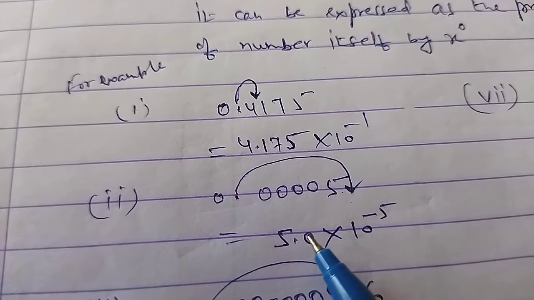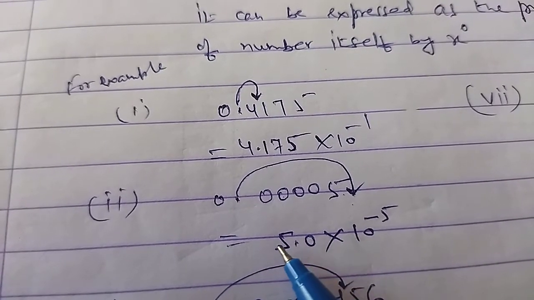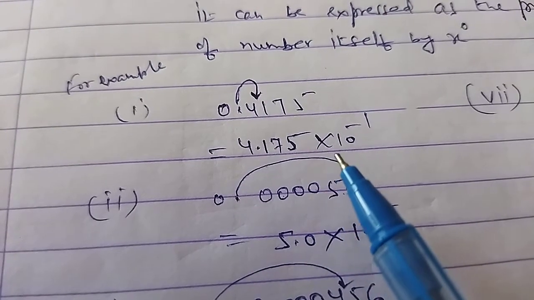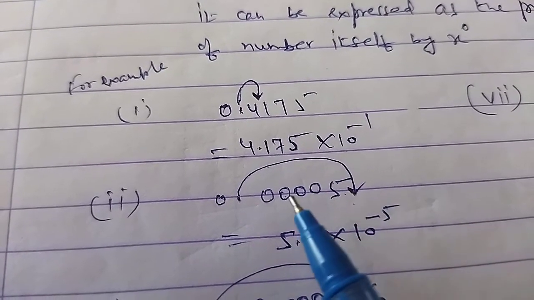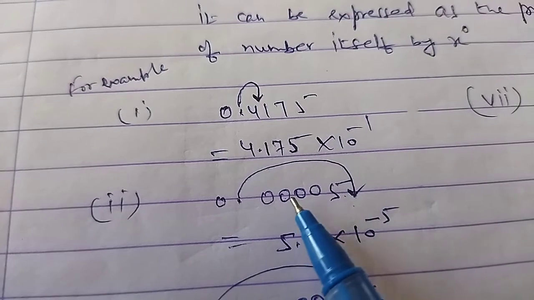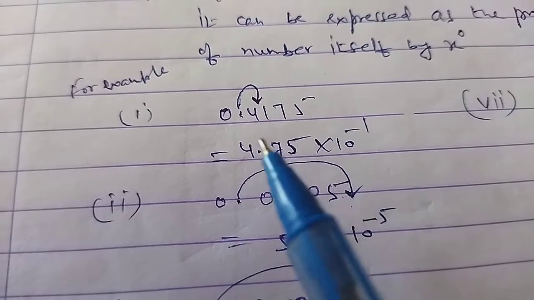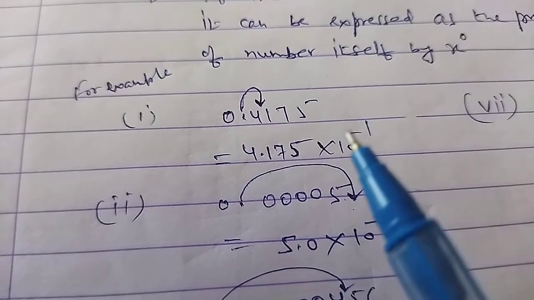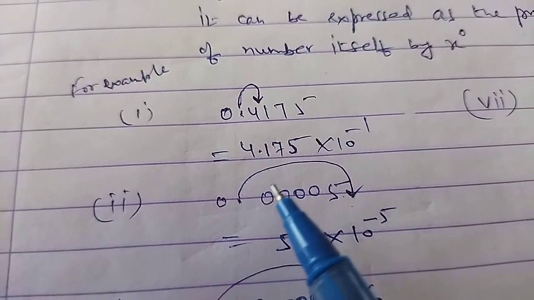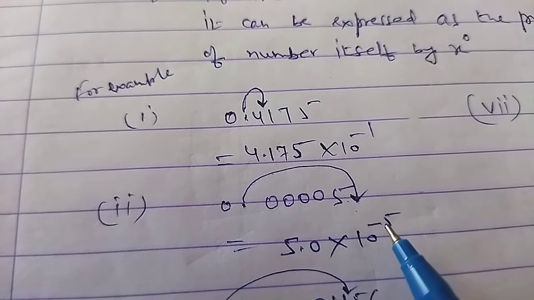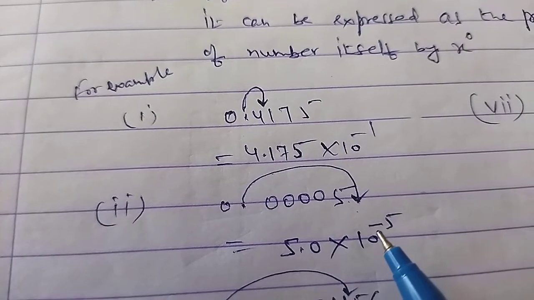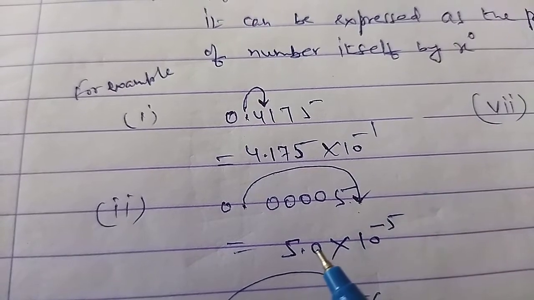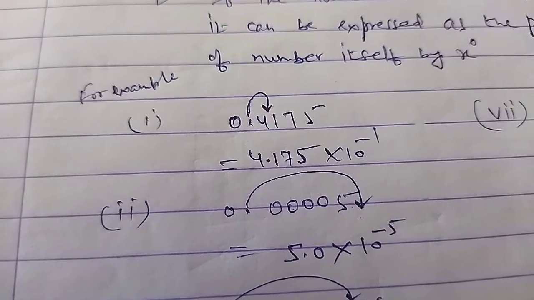So I need to keep one digit before the decimal. That was the purpose here, to shift the decimal from this place to this place. So how many places did I move? 1, 2, 3, 4, 5. Here I moved only one place, that's why I put the power minus 1. Here I have moved 5 places, so I have kept the power minus 5. But after 5 there is no digit, so I need to put a 0 after the decimal.